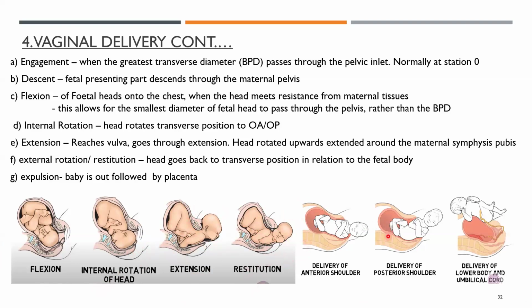Followed by this is the delivery of the shoulders. You have your anterior shoulder, your posterior shoulder, and the baby is out. Once that's out, it's followed by the placenta. Make sense? So don't cram this, just understand the process.